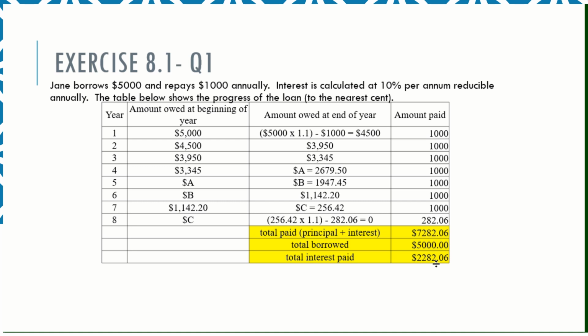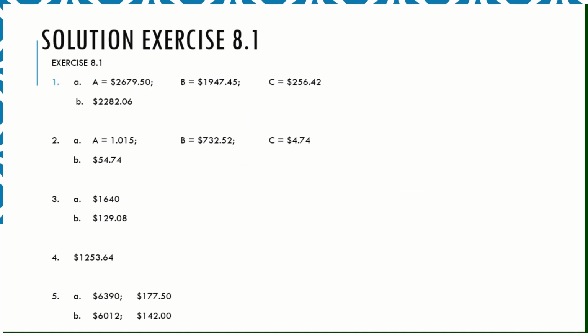Follow what I've said. If you don't like this method, add the extra columns. All right, below here is the solution to exercise 8.1. If you have any issues with any part of the question, please do let me know. So that's about it for chapter 4. We have learned 3 types of interest: simple interest, compound interest, and reducible interest. You must know how to do all. All right.